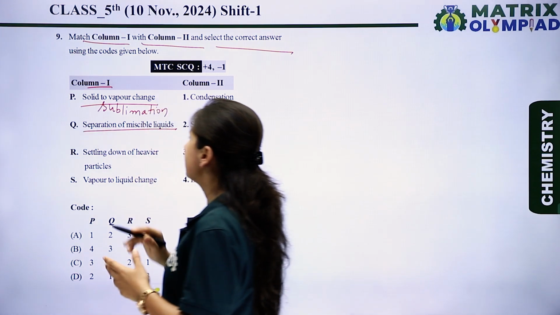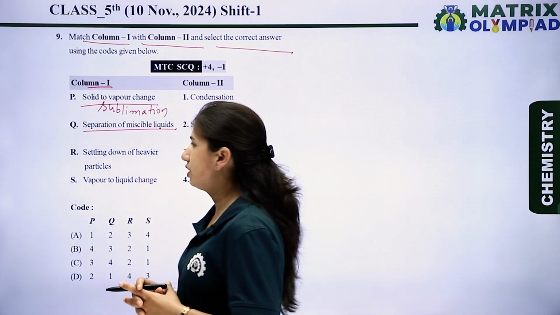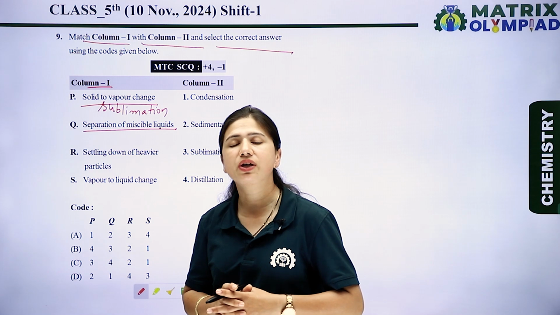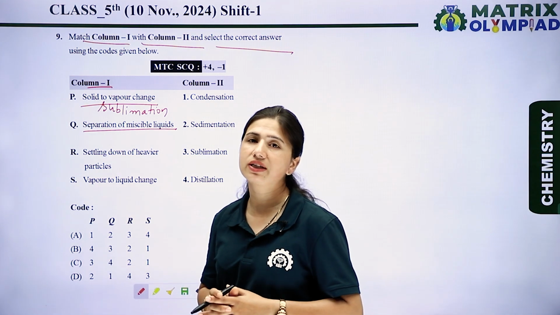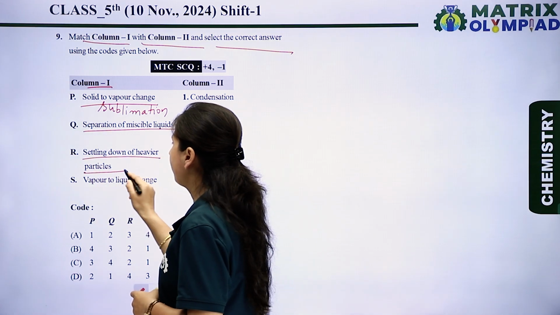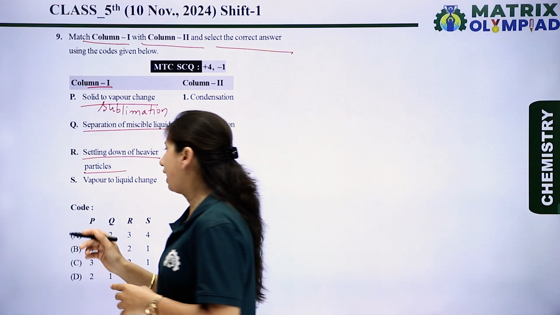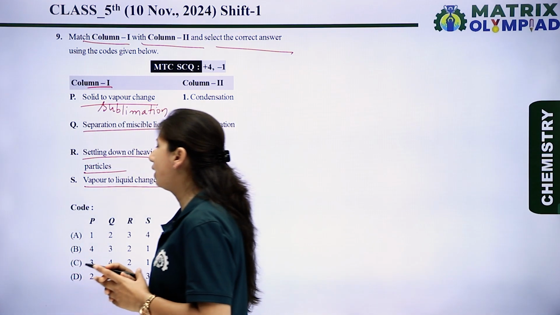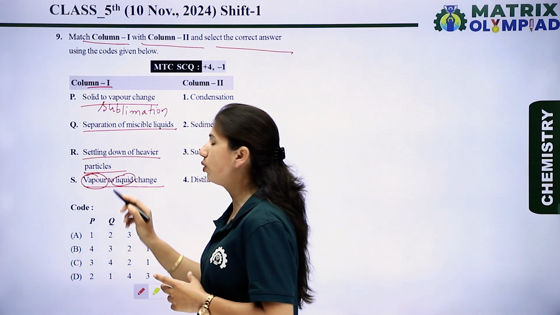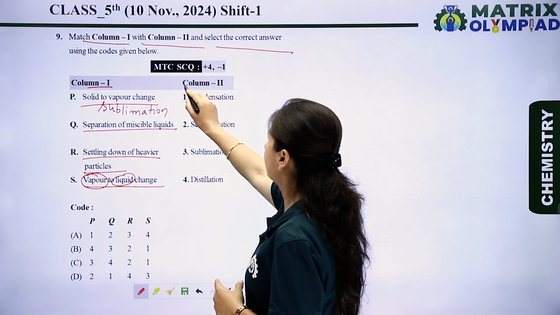Next is separation of miscible liquids. Separation of miscible liquids can take place by distillation, meaning substances which are miscible with each other but have a difference in their boiling points can be separated by the process of distillation. Next is settling down of heavier particles, known as sedimentation. And the last one is vapor to liquid change, when the gaseous state converts into liquid state, which is known as condensation.